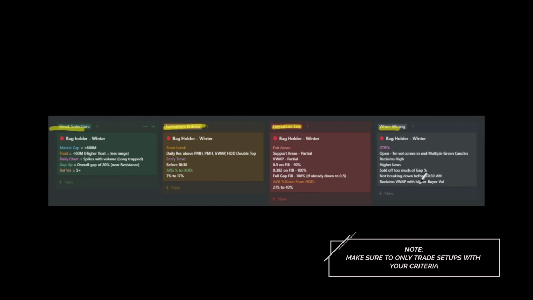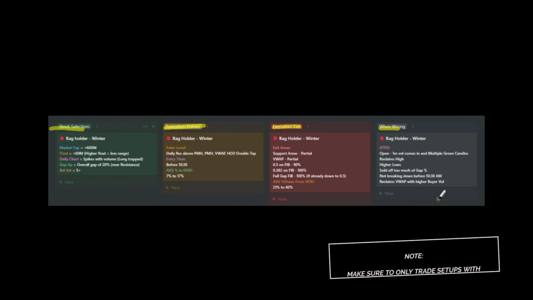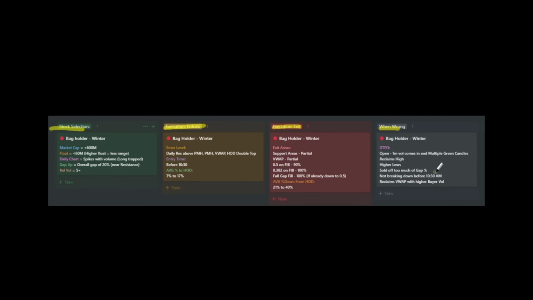If it's not breaking down before 10:30, this one's been iffy because it's been changing recently, but as a general rule, I try to cut it if it doesn't break down before 10:30. And if it reclaims VWAP with higher buying volume, then I'll cut it. But a lot of the times you'll see it bounce to VWAP, maybe break it and then fade again. So you need to be watching it quite intensely there.